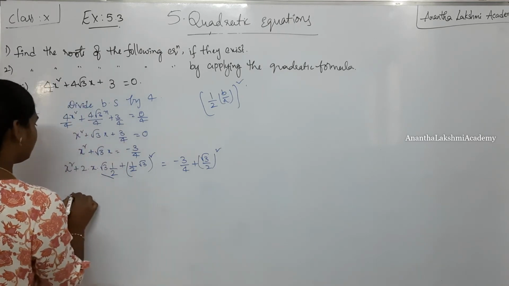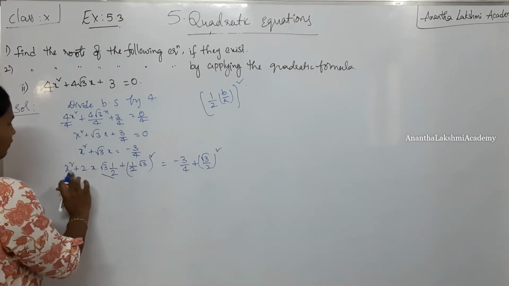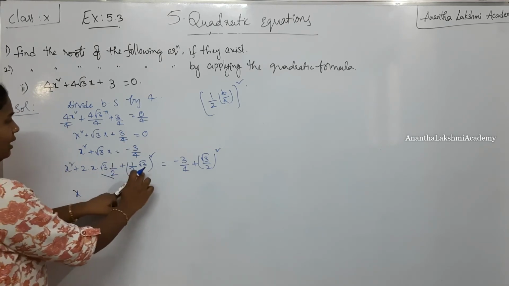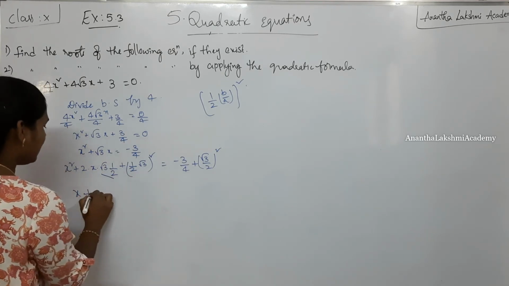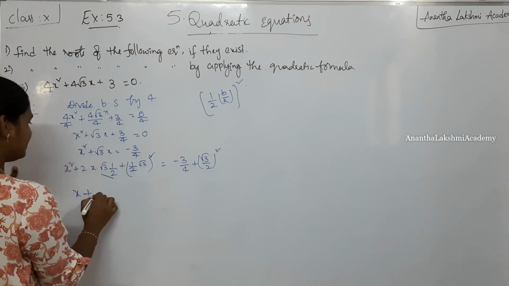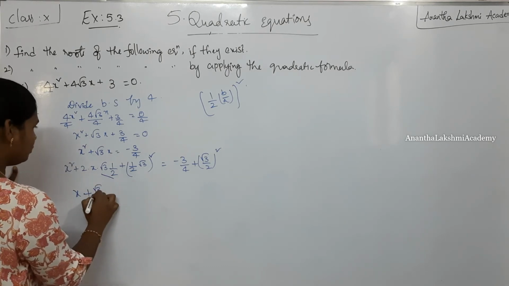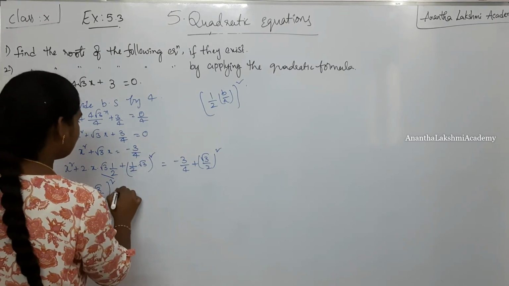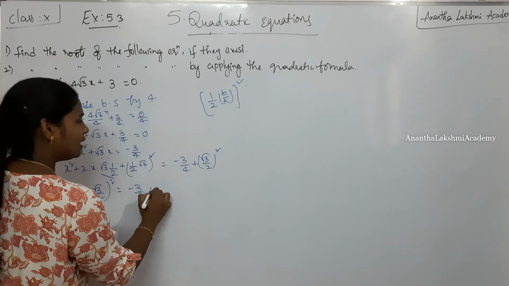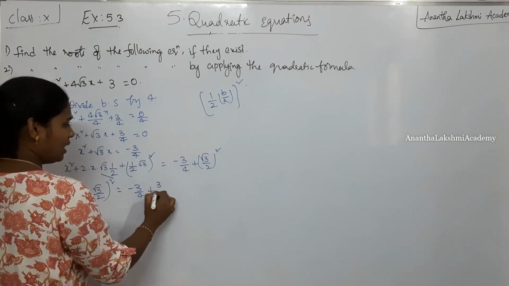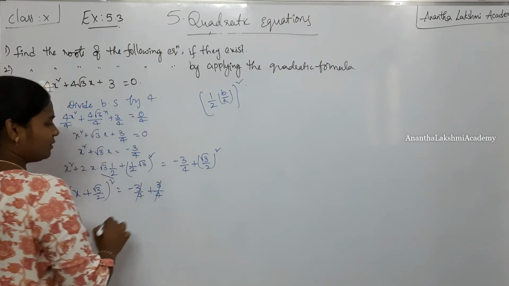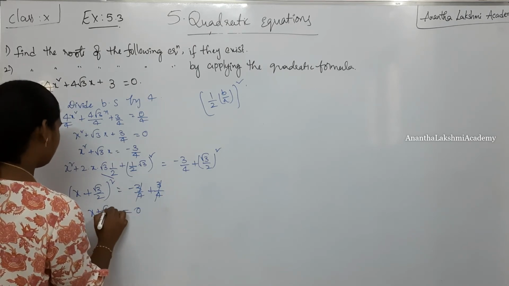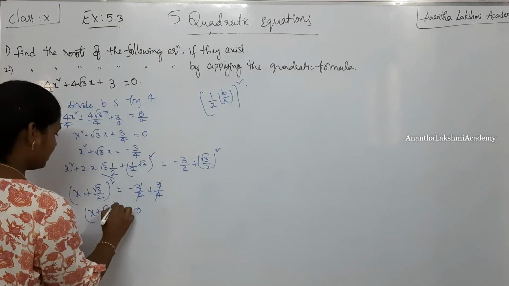Alright, now what are we going to get? This is in the form of a square plus 2 into a into b plus b square, which is nothing but a plus b whole square. X plus root 3 by 2 whole square. Now this is going to be minus 3 by 4. That is root 3 whole square is 3 and 2 square is 4. 3 by 4 gets cancelled and this is going to be 0. X plus root 3 by 2 whole square is 0.